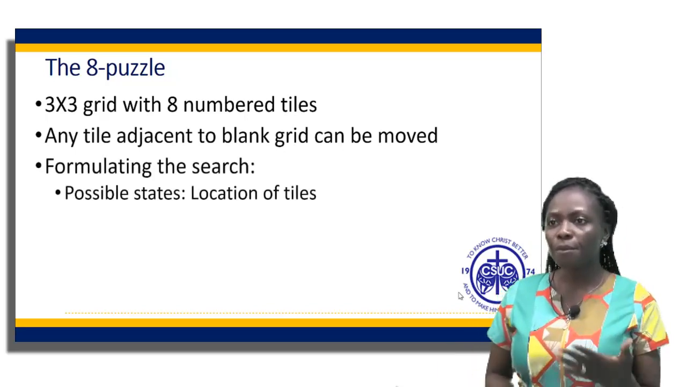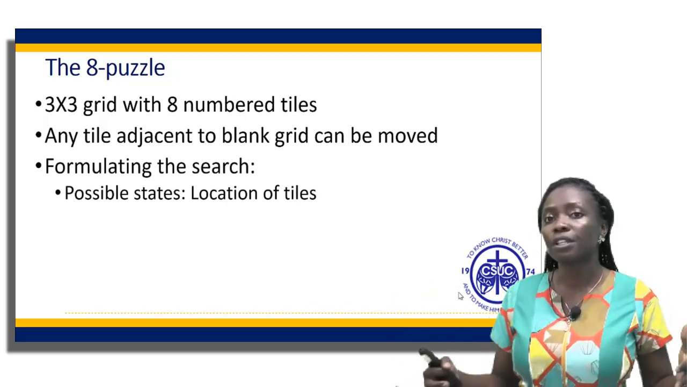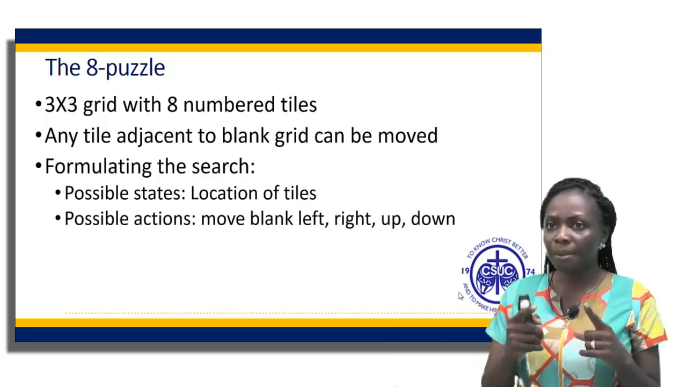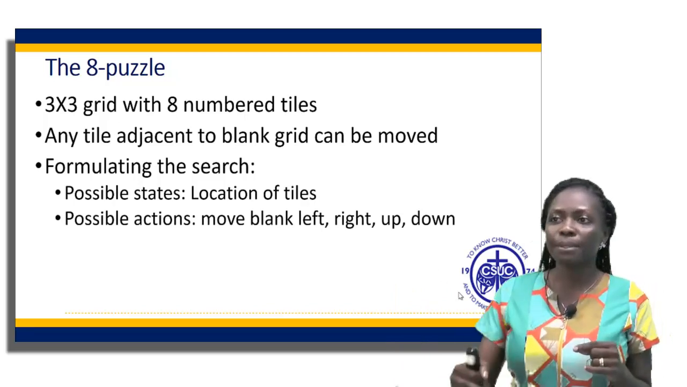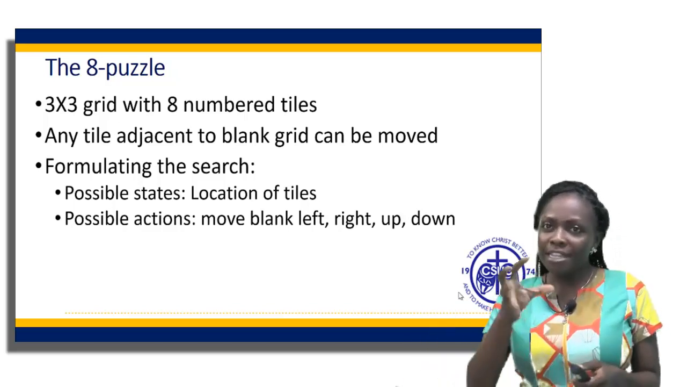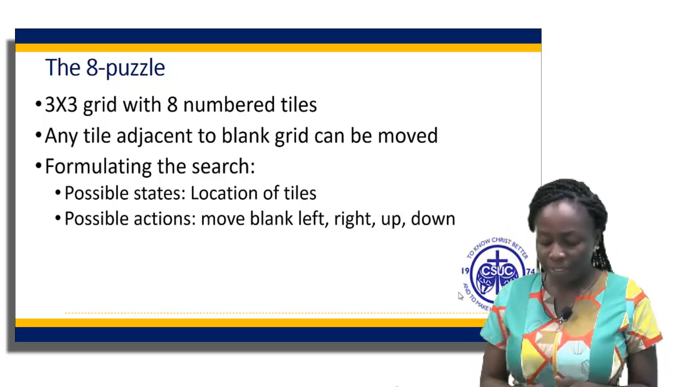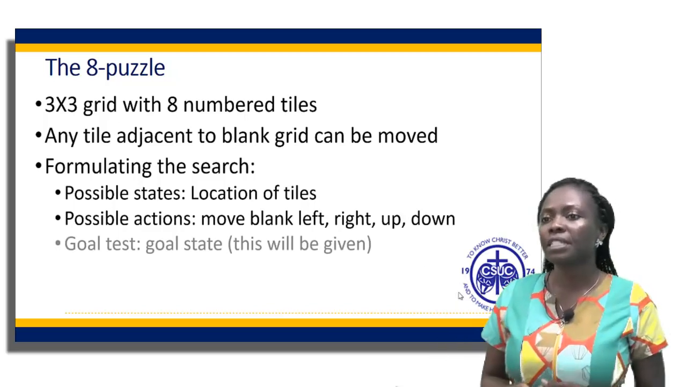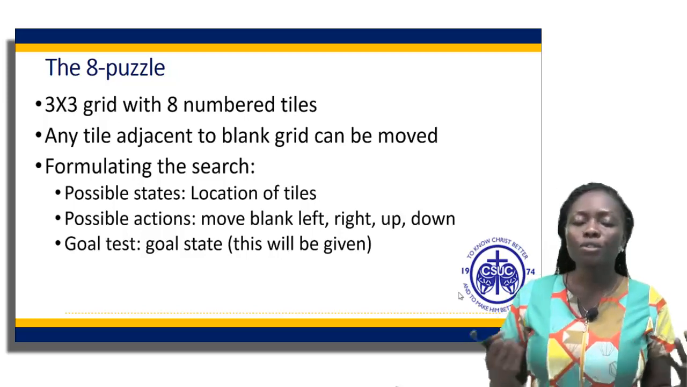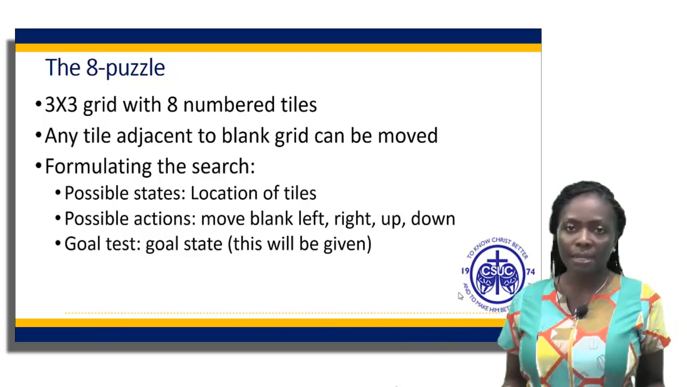In formulating the search, our possible states are going to be all the possibilities of the location of tiles, and then our possible actions are going to be moving the blank. Remember, every tile that is adjacent to a blank grid can be moved. So we are, in a sense, moving the blank. We can move the blank left, right, up, or down. In so doing, we shift some of the tiles around. Our goal test is going to be the goal state. Depending on what we want to do with the numbers, we can decide to arrange them in any particular order.